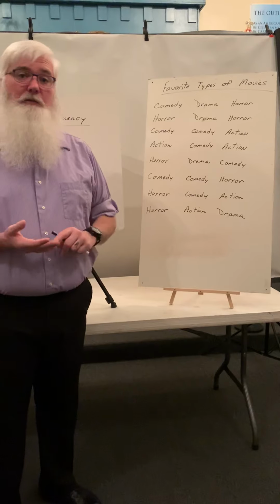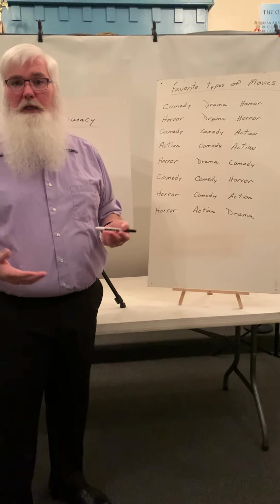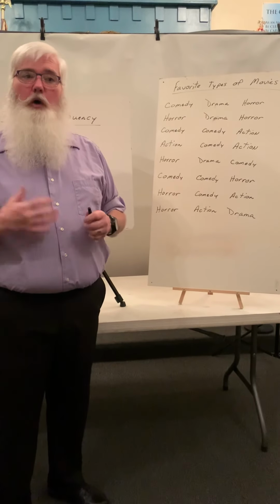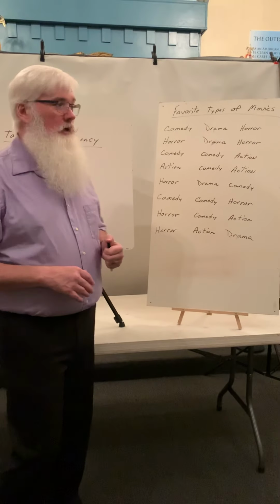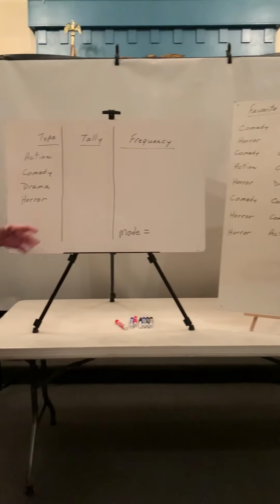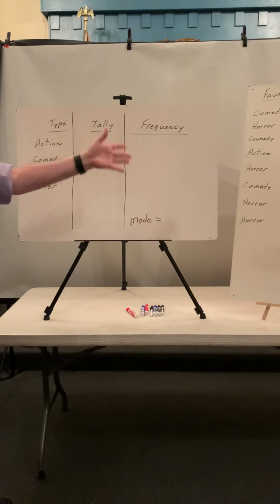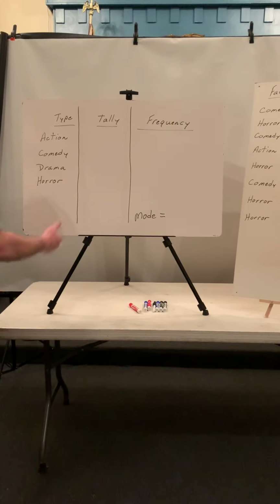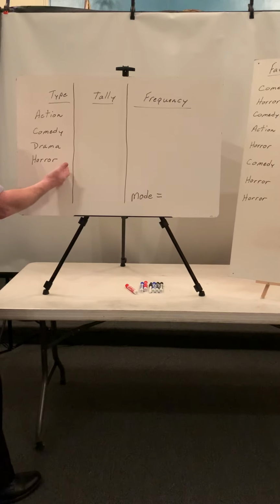Now, we can find the mode, but we can't find a median because how do we find a median between horror and action, for instance? It's not possible. So the only thing we can find here is the mode. So I've already begun creating a chart. Now, this is a typical chart that you would create for this type of data. So we have our type, we have the 4 different types: action, comedy, drama, and horror.